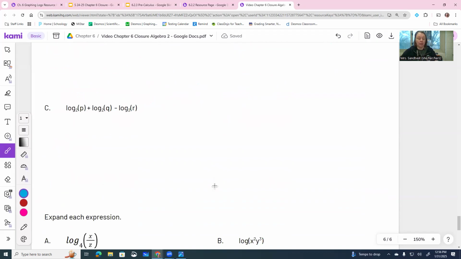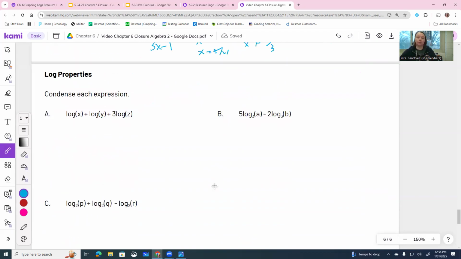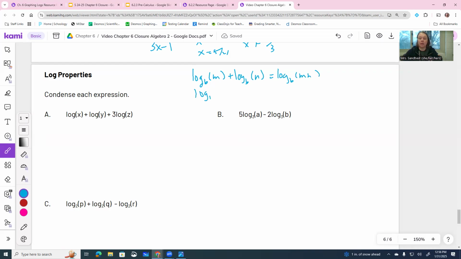All right, and then last thing, logarithms, expanding and condensing. So we're going to use those log properties, right? So log base b of m plus log base b of n equals the log of the product, right? Log base b of m minus log base b of n equals the quotient. And a log base b of m to the n equals n times the log base b of m. All right, so I'm condensing. That means making as small as possible.